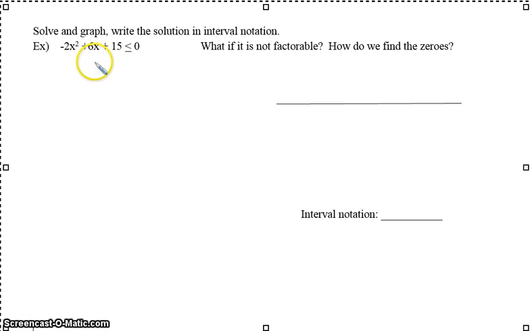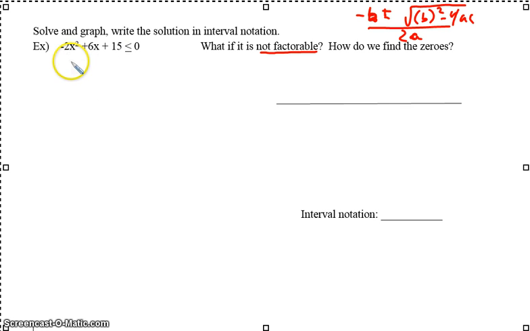Alright, so for our next example, the polynomial that we have is negative 2x squared plus 6x plus 15. You could take the time to try to factor it, but I'm already telling you that it's not factorable. So if we can't factor it, then we have to use the quadratic formula. I'll list that up here in case you forgot: negative b plus or minus the square root of b squared minus 4ac, over 2 times a.